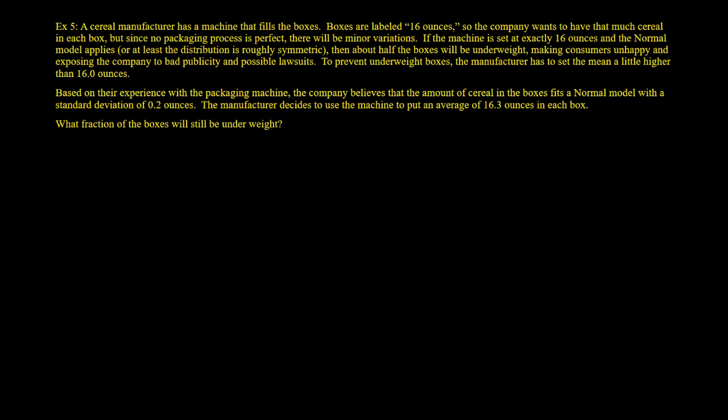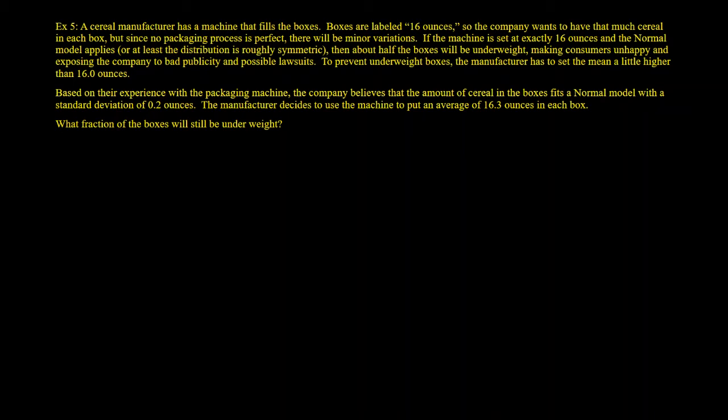Chapter 5, Example 5. A cereal manufacturer has a machine that fills the boxes. Boxes are labeled 16 ounces, so the company wants to have that much cereal in each box. But since no packaging process is perfect, there will be minor variations. If the machine is set at exactly 16 ounces, and the normal model applies, or at least the distribution is roughly symmetric, then about half the boxes will be underweight, making consumers unhappy and exposing the company to bad publicity and possibly lawsuits.